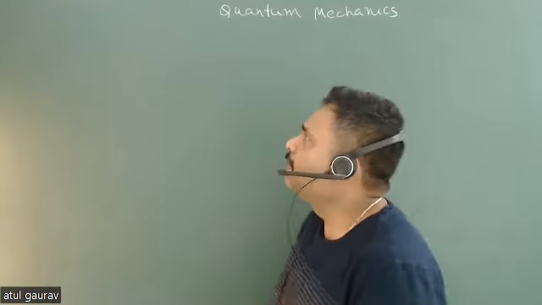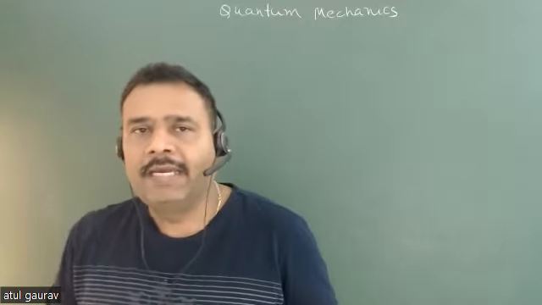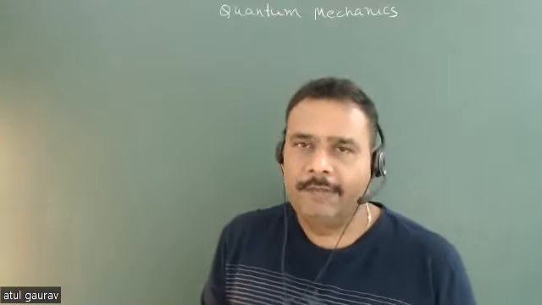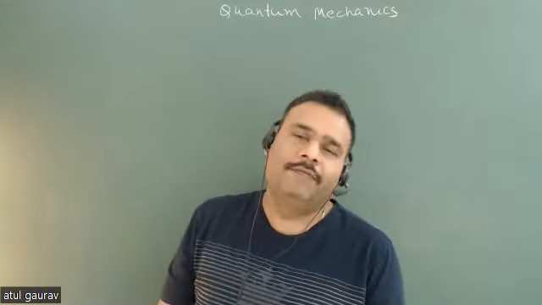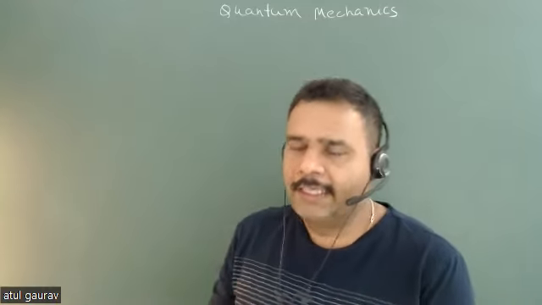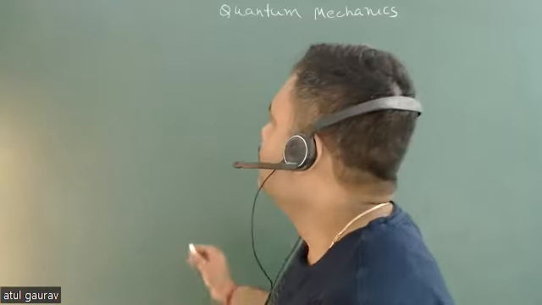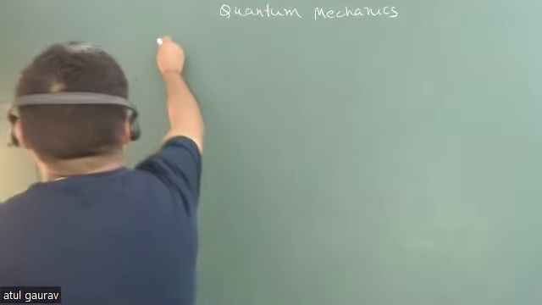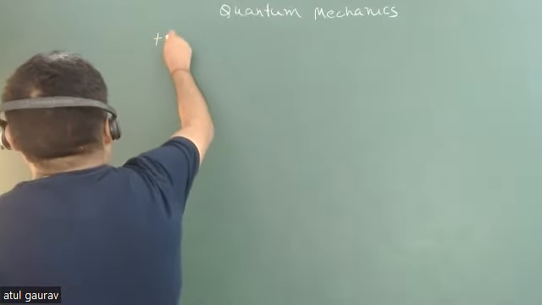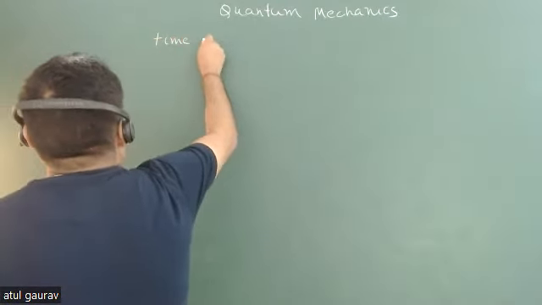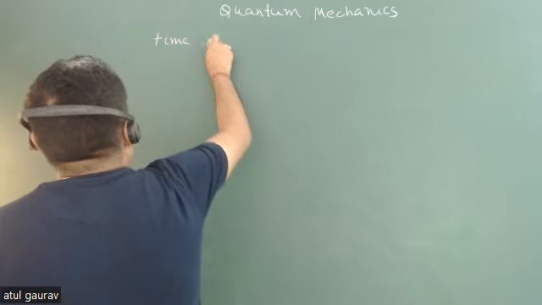So I will start with the non-degenerate perturbation, and then we will go for degenerate, then time dependent, then WKB, and then variational principle. So let's try to go for each and every step. So first is time dependent perturbation. Sorry, time independent perturbation.